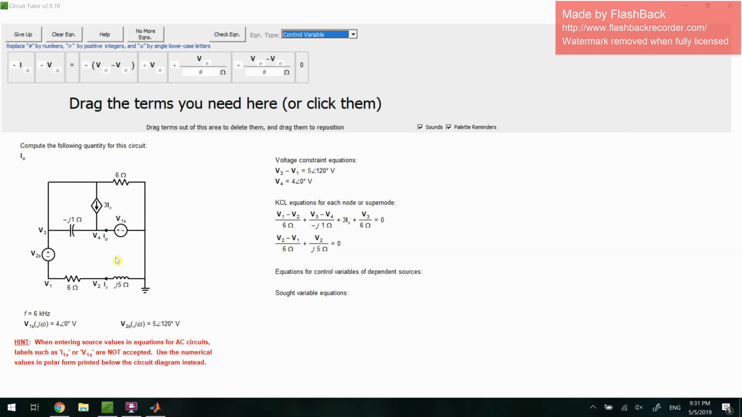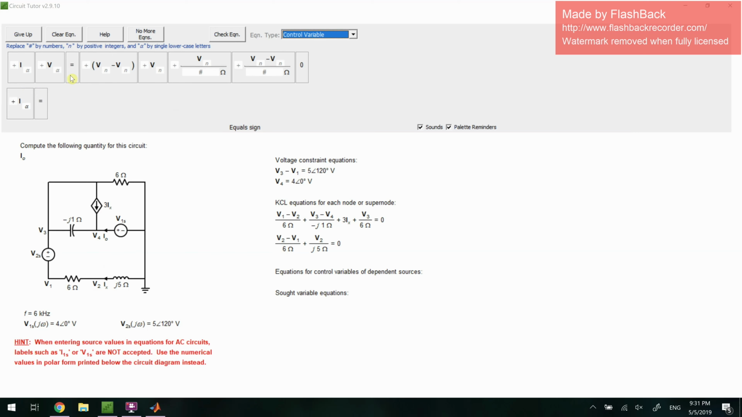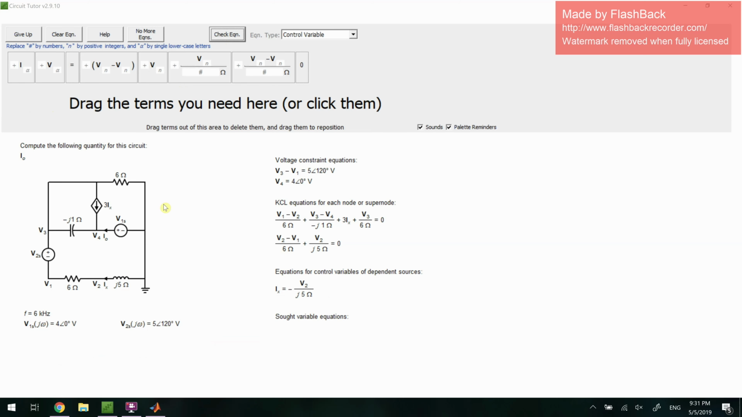And it looks like the control variable we have here is IX. Now you can see that IX is coming out of the J5 impedance, and it is moving in from the right-hand side and out of the left-hand side. So the current always moves in on the positive end and out on the negative end. So that would mean that IX is given by 0 minus V2, or negative V2 over J5. So that's why that one is minus.